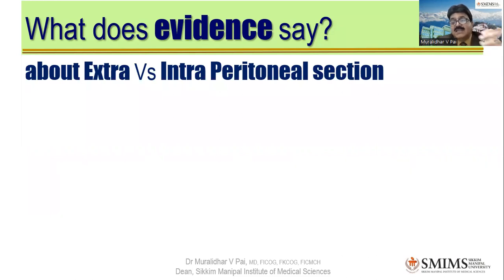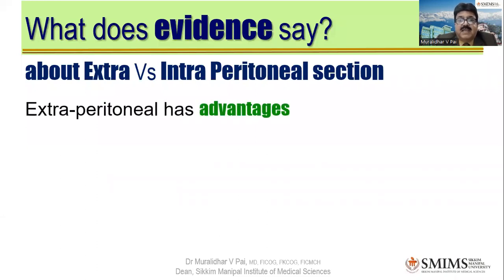That means you don't incise the peritoneum, you strip the peritoneum away from below and then look at the lower segment of the uterus. After all, you know, the peritoneum comes like this onto the bladder and then onto the uterus. So you just strip it away from the top of the bladder and then just get a space in the lower segment. So don't incise the peritoneum. So what does the evidence say about it?